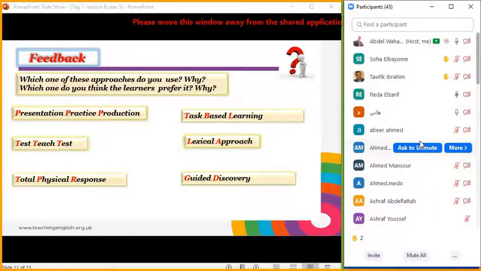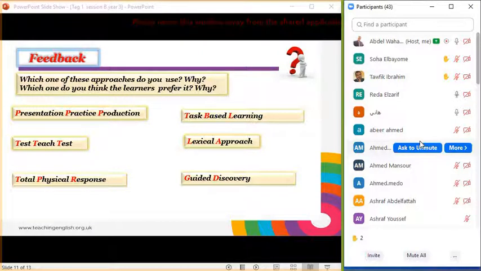I think TBL is very, very important. Why? Because when the teacher divides the lesson into three parts, pre-task, during task, and post-task, it is very important for the teacher and the learners at the same time.